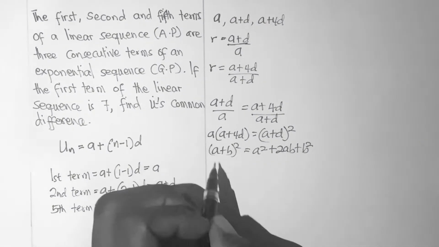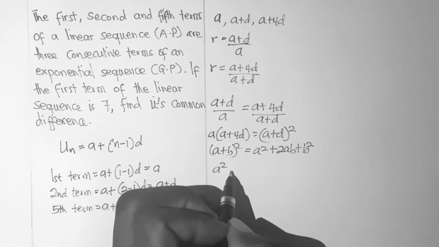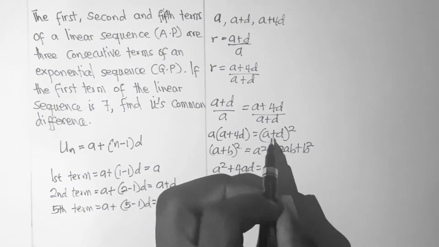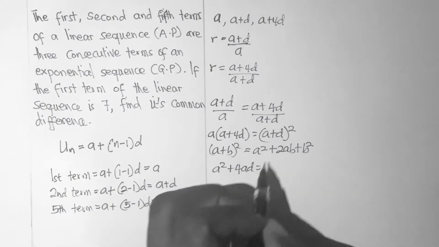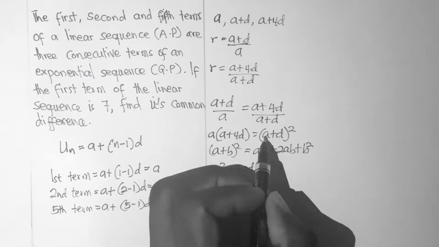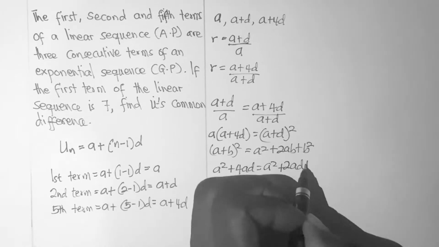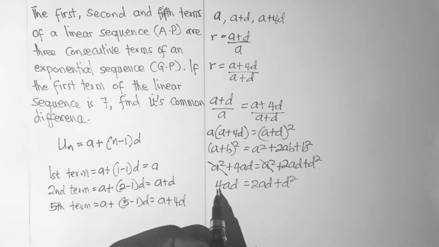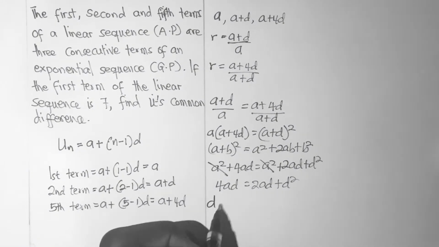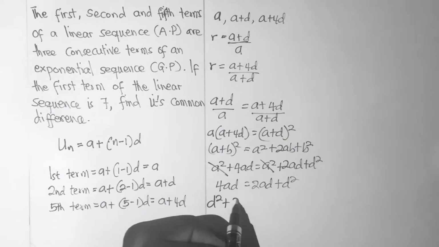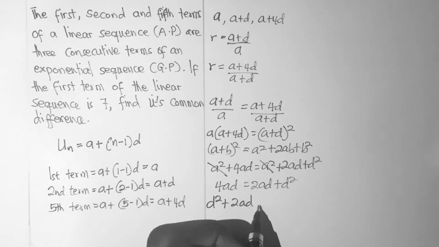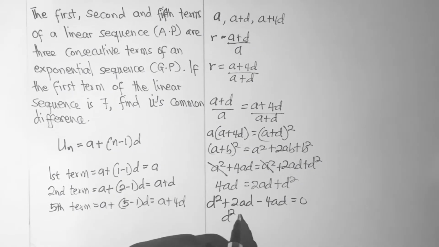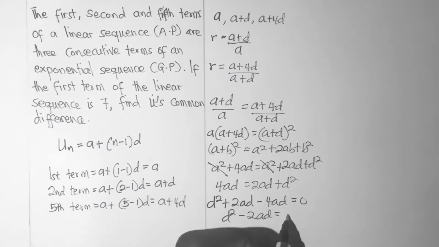So now a times a is a squared, then a times 4d is plus 4ad equals, now let's apply the binomial expansion here. So that's a squared, then plus 2 times a times d is 2ad, then plus d squared. So you can see that a squared and a squared will cancel. So bringing everything to the right hand side, we have d squared, then plus 2ad minus 4ad equals 0. So we are left with d squared, then minus 2ad equals 0.